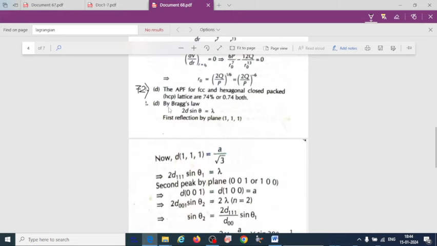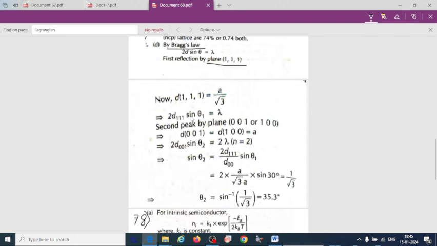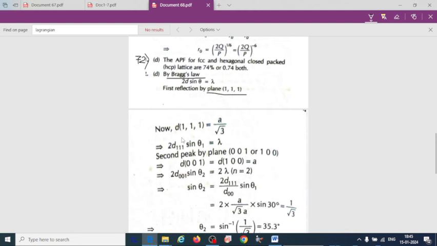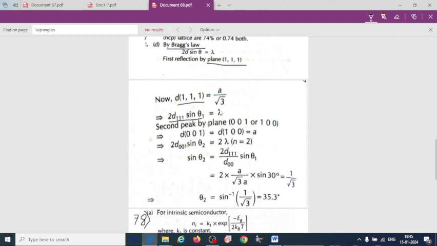So first we should write down Bragg's law: 2d sine theta is equal to lambda. First reflection by the plane is what? Miller indices, that is plane 1 1 1. So according to Bragg's law, the interplanar spacing we get is a divided by root 3, because it is 1 1 1, divided by root 3. Just put this d value in this Bragg's law.